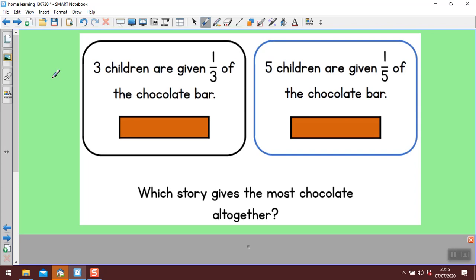3 children are given 1/3 of the chocolate bar each. 5 children are given 1/5 of the chocolate bar each. Which story gives the most chocolate altogether? Write it down.